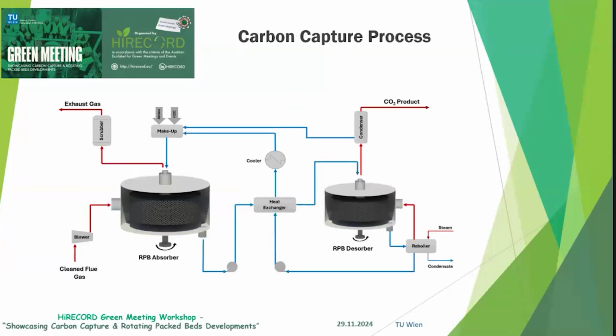The carbon capture process has already been mentioned by previous presenters. This conventional configuration with one RPB absorber and a desorber with an external reboiler is just to illustrate the key components of the capture process. The absorption unit has the requirement to capture up to 90% of the incoming flue gas, while the regeneration is responsible for reducing the amine solvent for minimal losses.